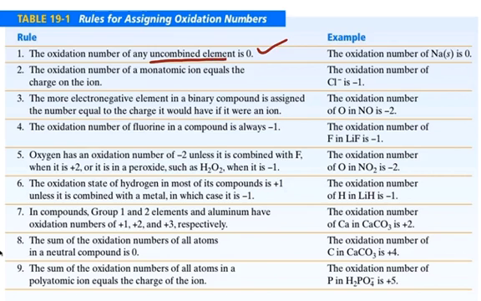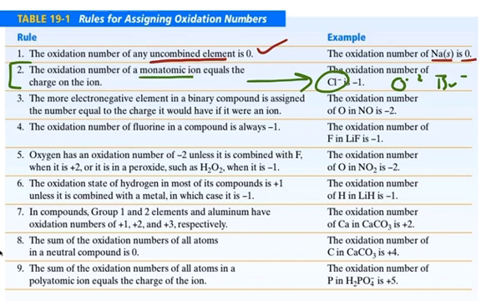Any uncombined element, any pure element, the oxidation number is always 0. So sodium as a metal is 0, just like in our previous example. Magnesium was 0. Hydrogen gas is bonded to itself, but its oxidation state is 0. That's the first thing we're going to look at. The oxidation state of a monatomic ion equals the charge on the ion. So if we see chloride by itself bonded to something, or say oxide, O-2, or bromide, the charge that we'd expect is going to be the oxidation number.